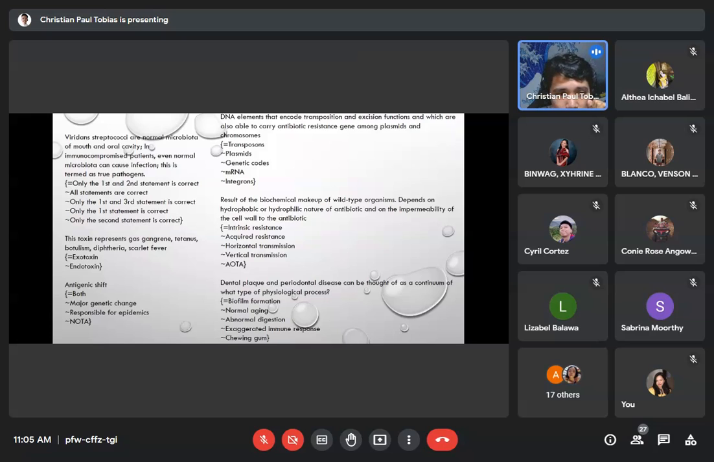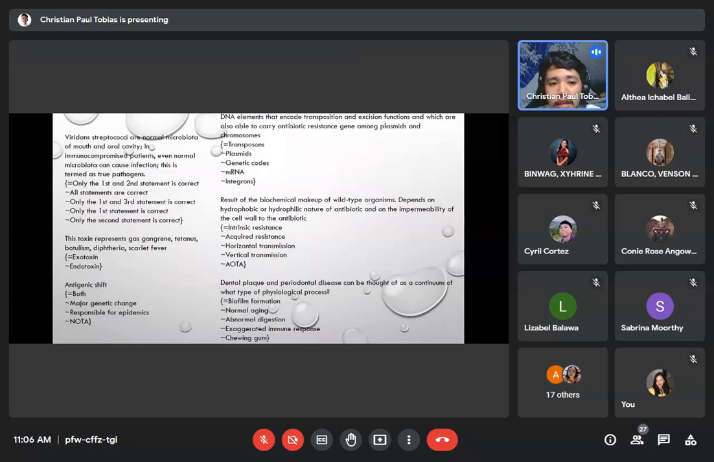Okay, the toxin represents gas gangrene, tetanus, botulism, diphtheria, and scarlet fever. Exotoxin. Ano naman yung mga disease represented by endotoxin? Typhoid fever, UTI, meningococcal meningitis. Tama? So, antigenic shift, a major genetic change responsible for epidemics. How about sa antigenic drift? Sila ay minor, tama ba? Minor genetic change that is responsible for both epidemics and pandemics.